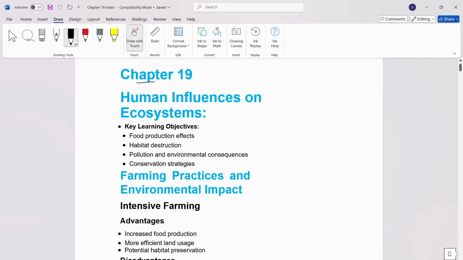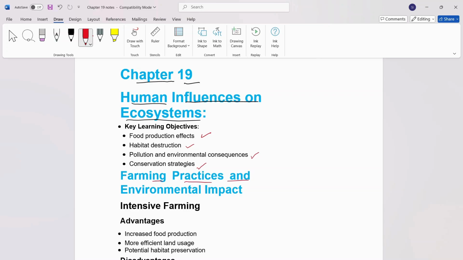Alright, let's start our next chapter. 19. Human influences on ecosystems. Here our key learning objectives will be food production effects, habitat destruction, pollution and environmental consequences, and conservation strategies.